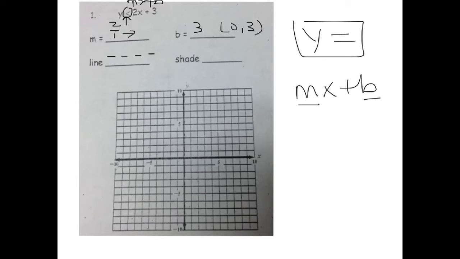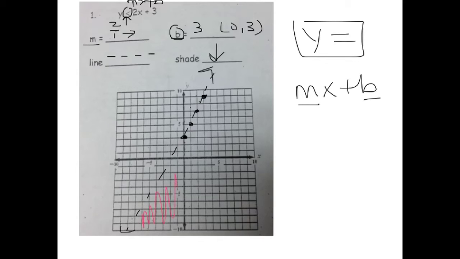Then we have to decide where to shade. That is less than, and less than is always shade down. Less than, smaller things are down below. When we go to graph it, we always start with b. So we go up 3 units, 1, 2, 3, and we put a big dot right there. Then we start counting out the slope. We begin with b, and we move with m, just like we did earlier in the year. So up 2, over 1, up 2, over 1, up 2, over 1. And then we'll draw a dotted line through the graph. Then we're supposed to shade down.